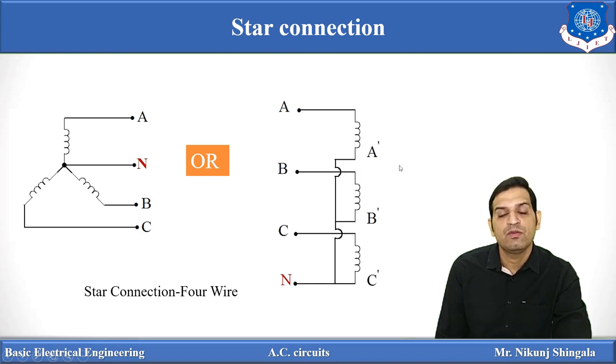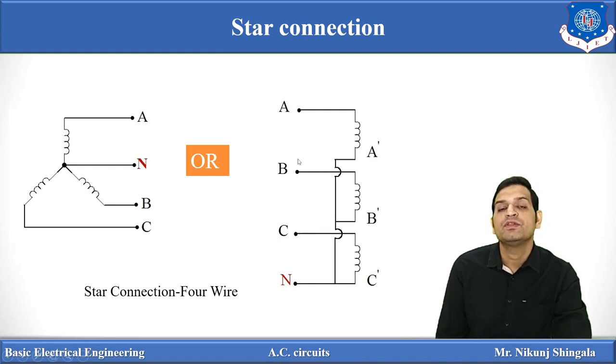Now this star connection can be drawn this way also. A dash is one winding, B dash is the other winding, and C dash is the other winding. Here we can see A dash, B dash, C dash are connected to a common point, which is nothing but the neutral point, and A, B, C are taken out to give the supply to the three-phase load.